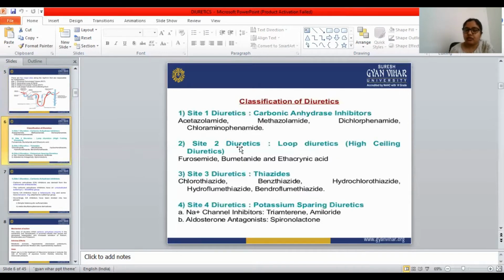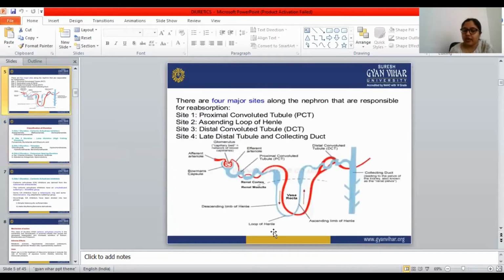Next are the site 2 diuretics, that is loop diuretics, also called high ceiling diuretics. The examples are furosemide, bumetanide, and ethacrynic acid. These loop diuretics act at site 2, which is the loop of Henle.